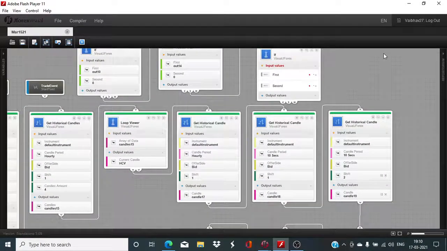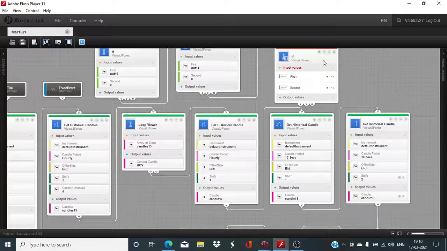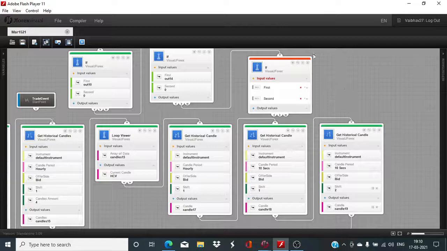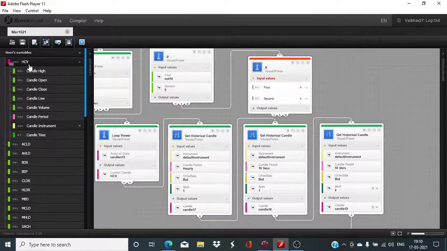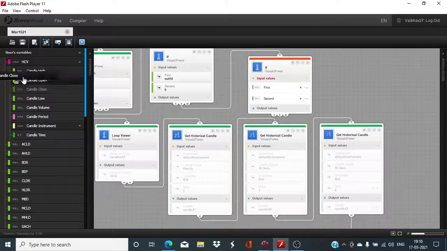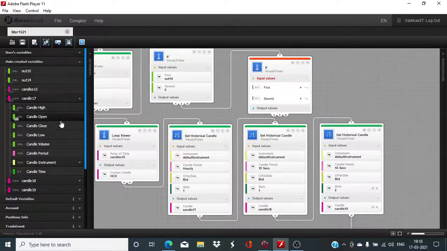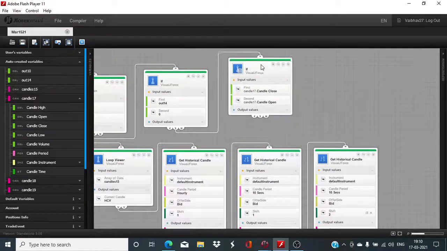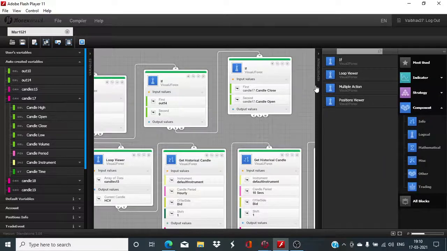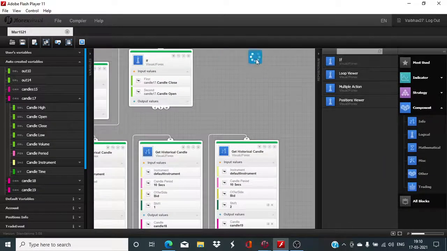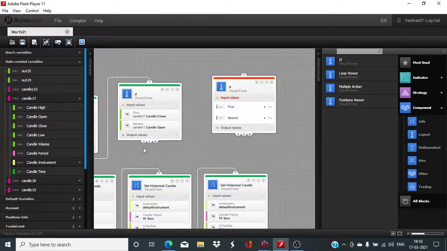We also want the last hourly candle to have closed with price decline, and for that we are going to need candle 17's close to be below the opening price. First input less than second input.